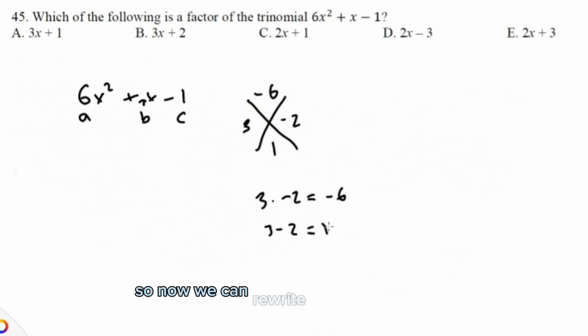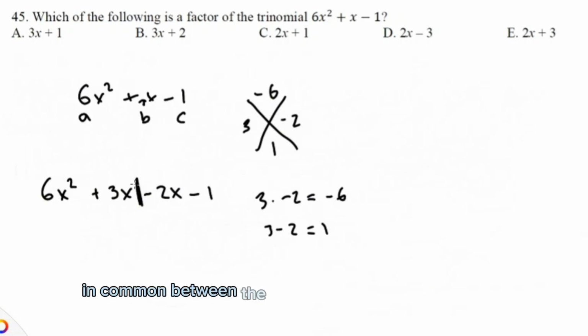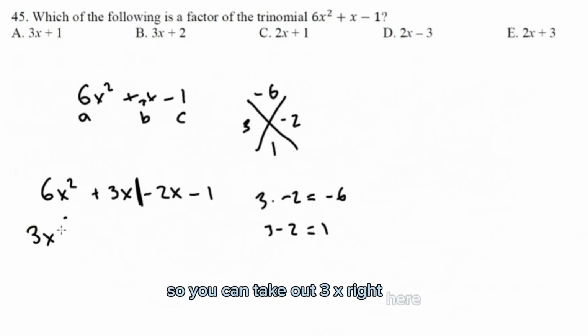Alright, so now we can rewrite this as 6x squared plus 3x minus 2x minus 1. Now we're going to break this down the middle and factor out each individual part. So right here, in common between the 6x squared and the 3x is a 3x. So we can take out 3x right here, and we leave in 2x plus 1.